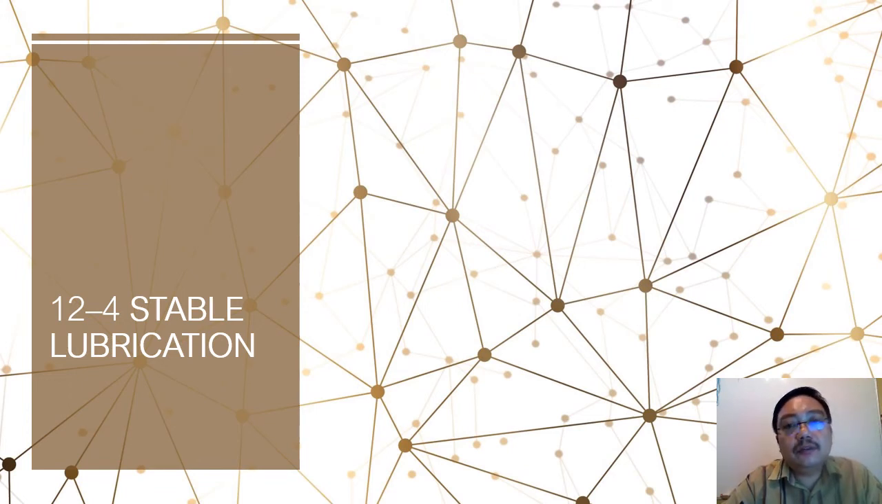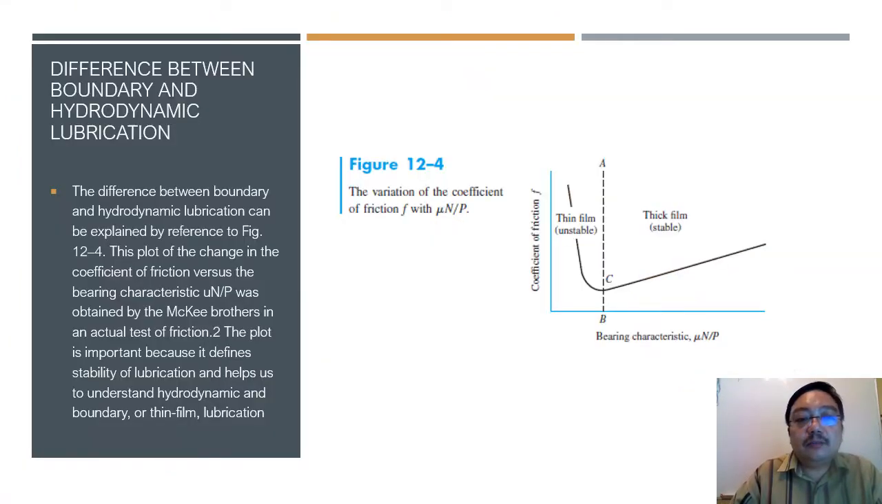In this video, we're going to talk about stable lubrication from the book Strictly Mechanical Engineering Design. Okay, so what is stable lubrication? The chapter starts with the difference between boundary and hydrodynamic lubrication. The difference between boundary and hydrodynamic lubrication can be explained by reference to figure 12.4.